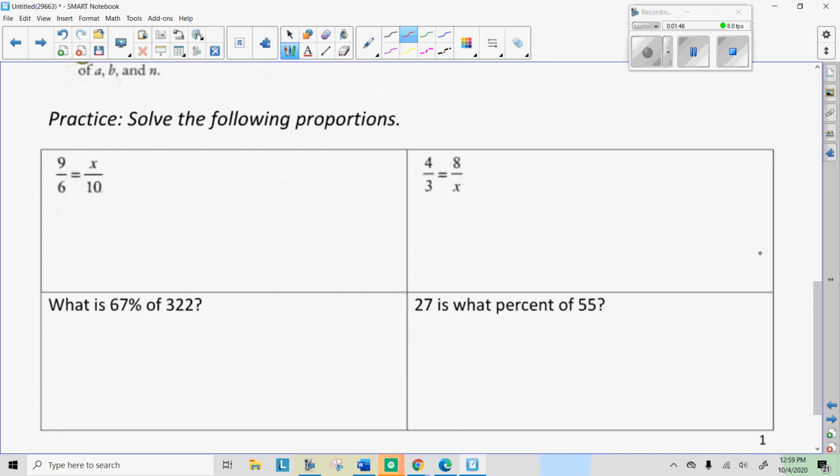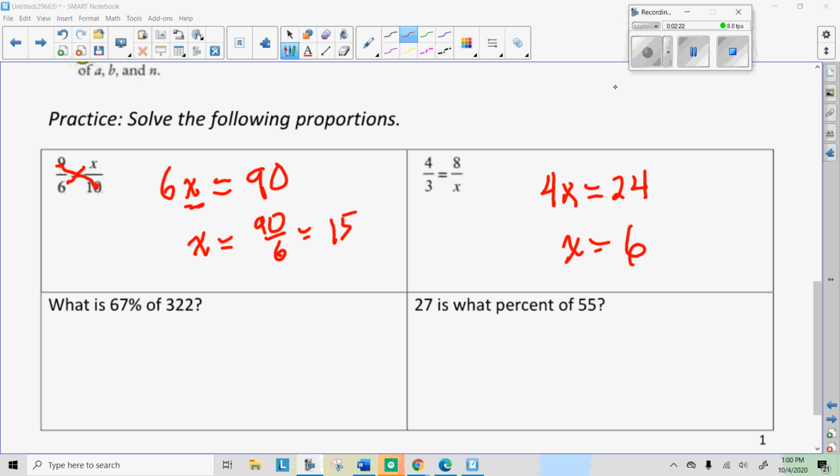Okay, so just to review quickly solving proportions, I'll do the first one and then you can do the second one. What we do is we know that these two multiplied, the 6 and the x, will equal these two multiplied. So what we have to do is figure out what number times 6 is 90, and to do that we do 90 divided by 6. Now some of you are thinking, can't I just do 9 times 10 and then divide that by 6? Yeah, you can do that. So go ahead and try the second. There you go. You should have got 6 for that answer.